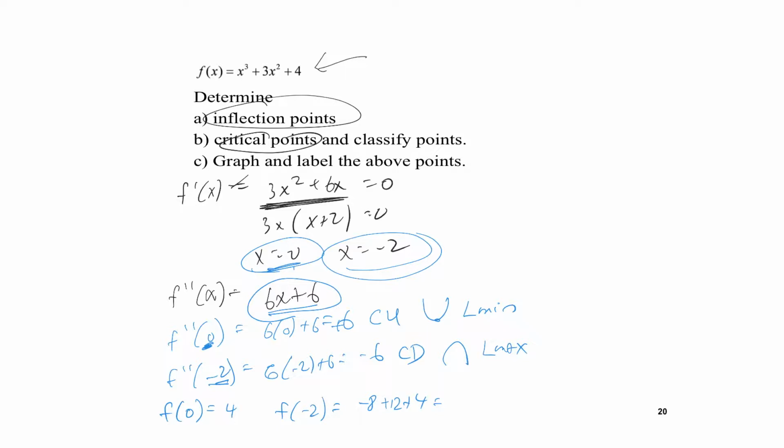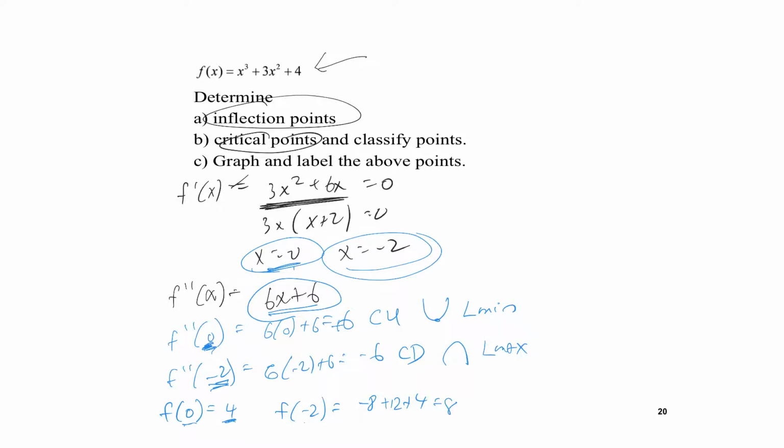So after I classify the critical numbers, I know they're points because I know that a cubic function is x and y, so I know there's going to be an actual y value. So after finding my critical numbers, I'm going to solve for the y values, which is 4 over here, and over here I end up getting 8. So I have 2 turning points.